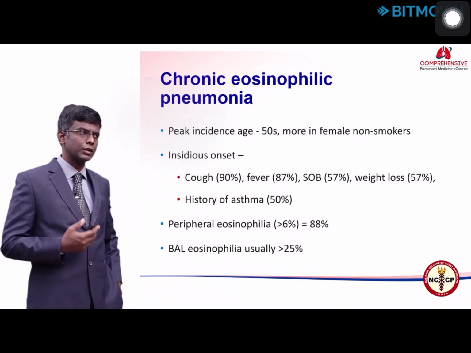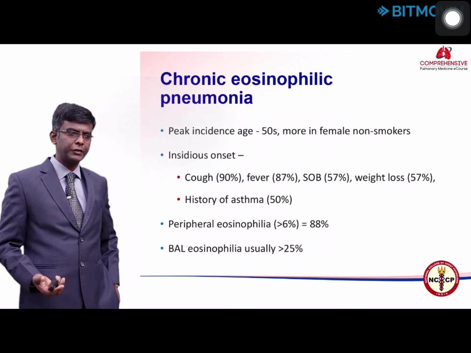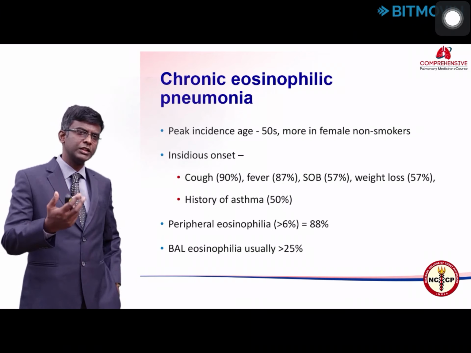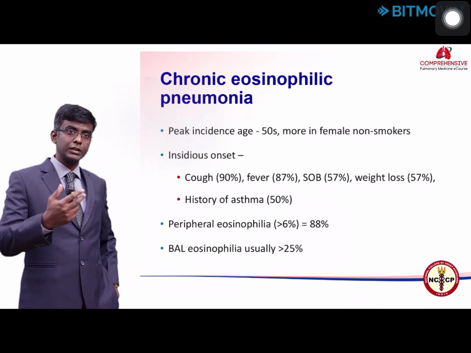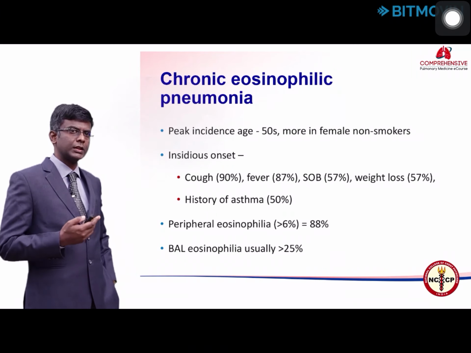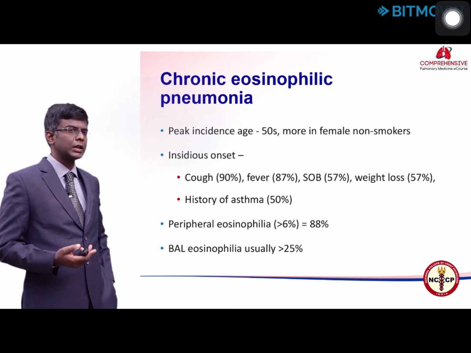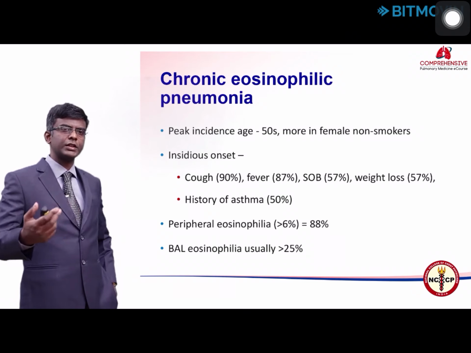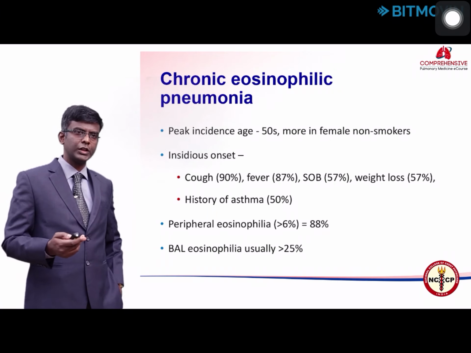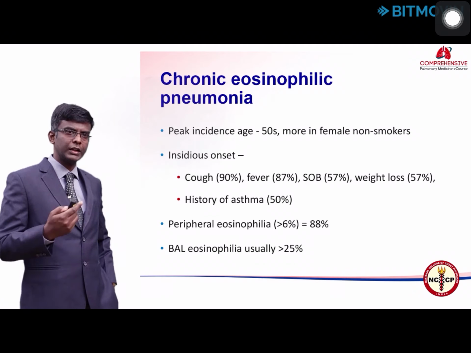The next condition is chronic eosinophilic pneumonia. The peak incidence is in the 50s. It's more common in females, and more common in non-smokers as compared to smokers. This is one of the few conditions which is less common in smokers, chronic eosinophilic pneumonia. The patients present with respiratory symptoms like cough, fever, shortness of breath. They can have weight loss. Antecedent or present history of asthma is present in about half of the patients. The majority of them, more than 88%, have peripheral eosinophilia, and they have BAL eosinophilia as well.